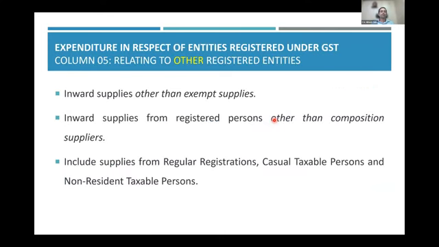Now column number 5. This becomes a residual category within the registered inward supplies. Anything other than exempt, meaning taxable items, and which are not from composition dealers will get covered here. It can also have casual taxable person suppliers, non-resident taxable persons, and regular registration persons also. So any supplier who is not a composition dealer and is not giving you exempt supplies has to be reported under column number 5. This is pretty simple.